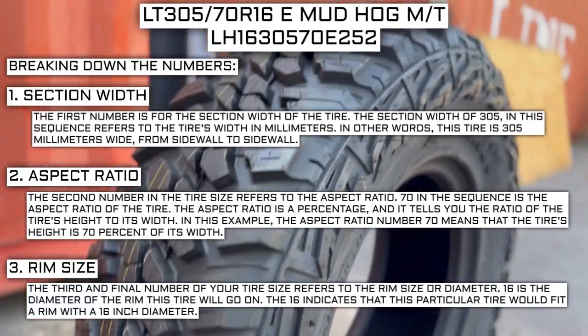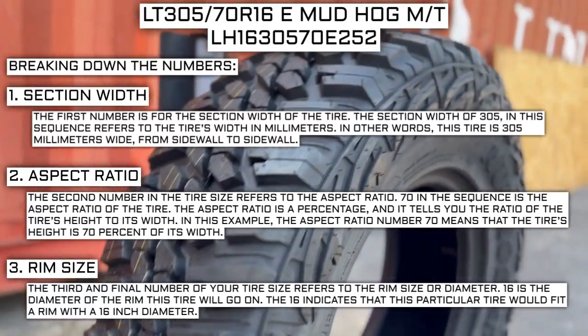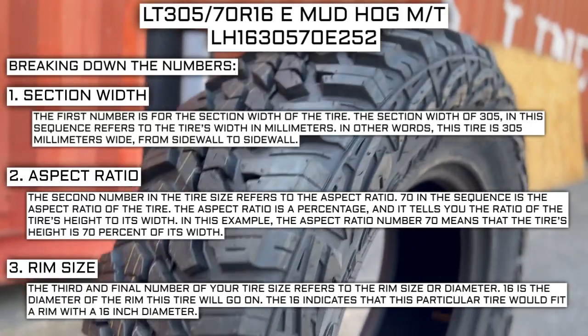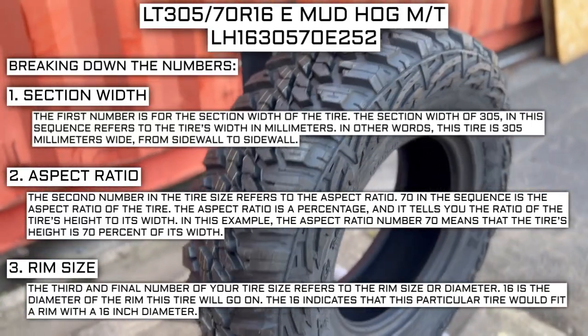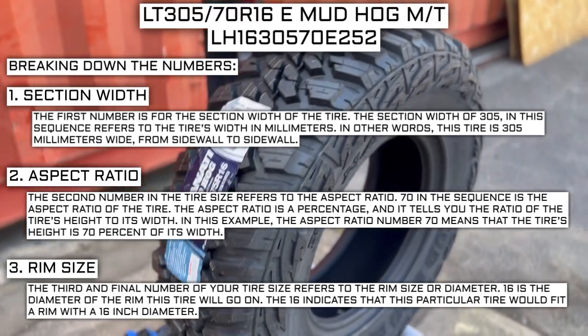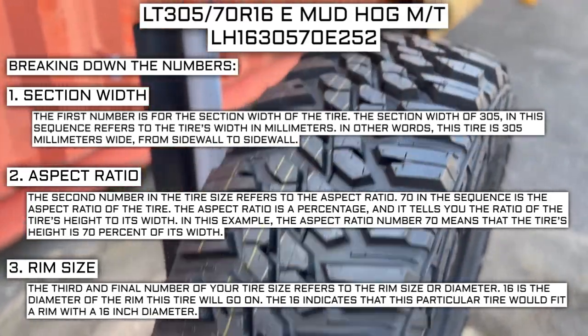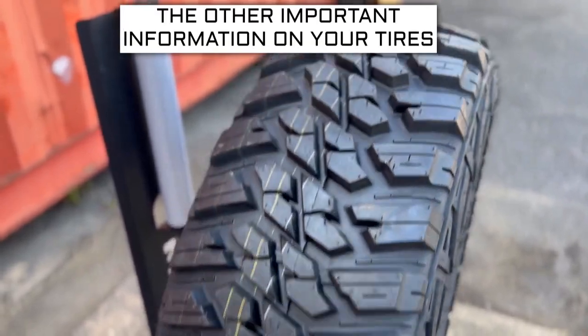So for example, if you find a fantastic deal on a set of 265/70 R17 tires, you absolutely cannot use them in place of your current 265/70 R16 tires, unless you are actually changing the rim size also from 16 to 17. Now, let's get into the other important info on a tire.